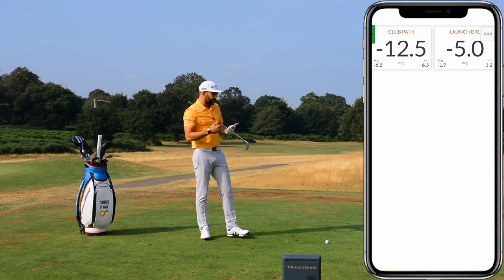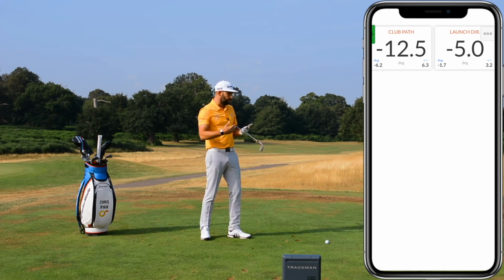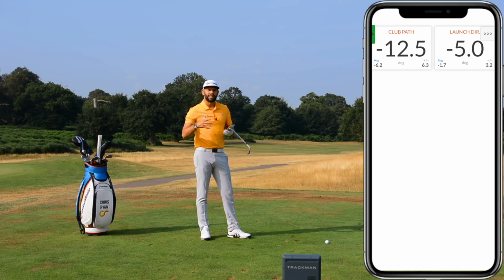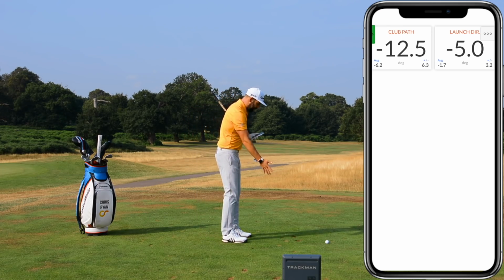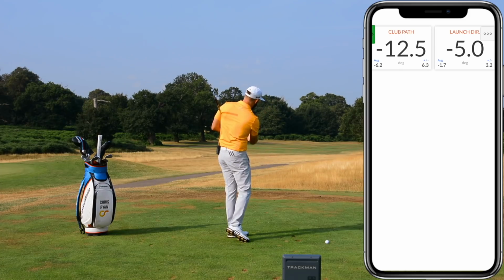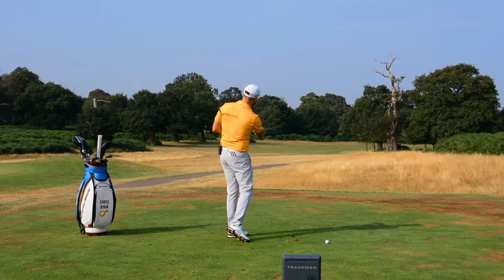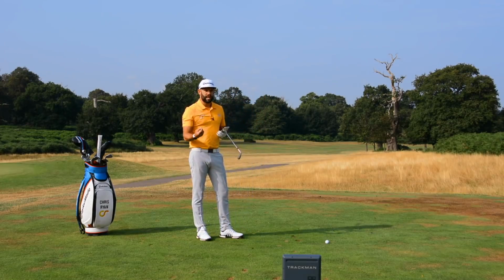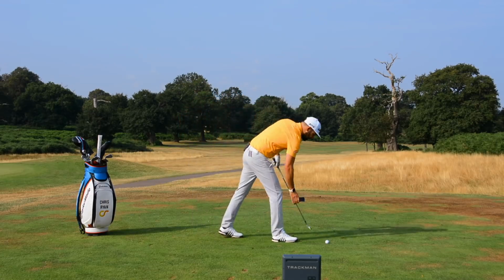But you can see there that my path and my launch direction are both well left of target. The minus, the negative, tells me it's left. So when I hit that shot, my path was to the left of the target, my ball started to the left of the target. So for that ball to finish on target, it had to have some curve to the right. So although it ended up in the same place, it had a very different flight and a different amount of curve.